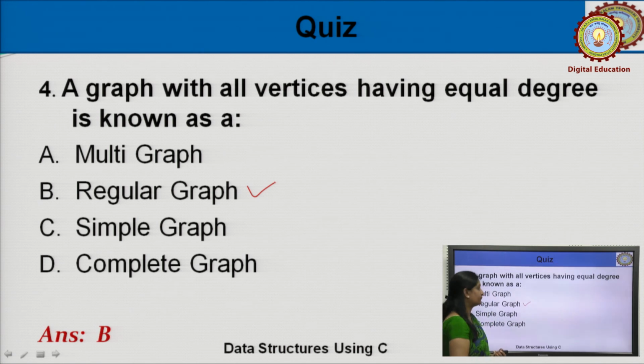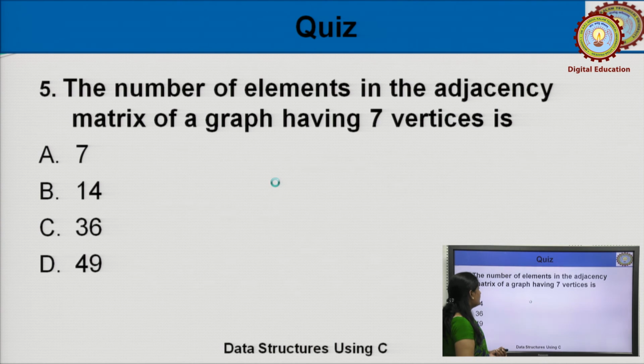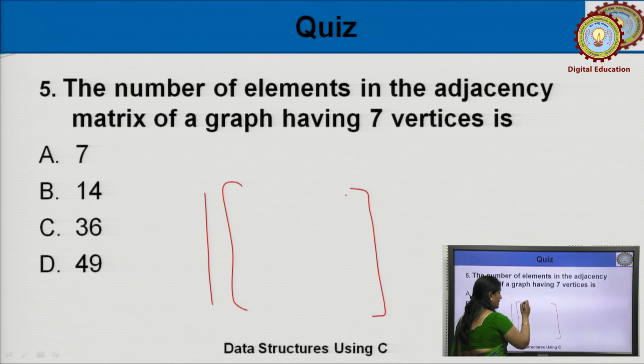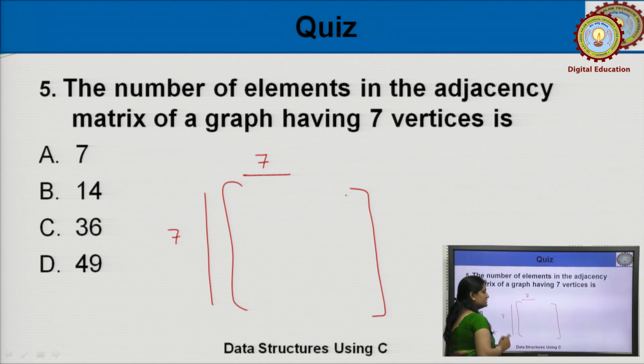Option is B. Next is the number of elements in the adjacency matrix of a graph having 7 vertices. So as we discussed, in an adjacency matrix, the rows and columns are labeled by the number of vertices. So there are 7 vertices. 7 into 7 is 49. So answer is 49. Option is D.